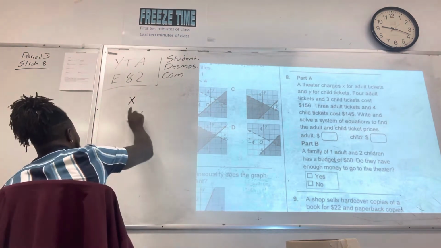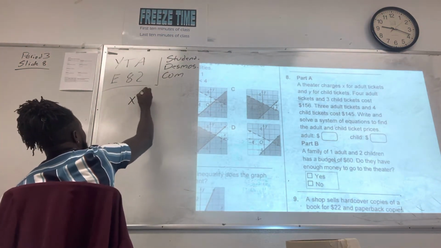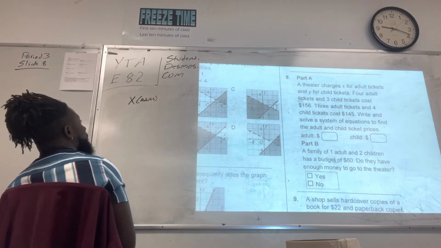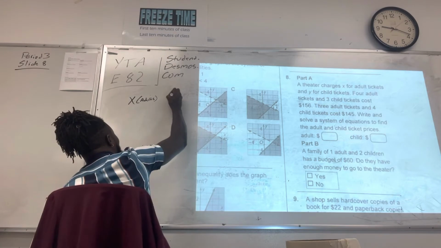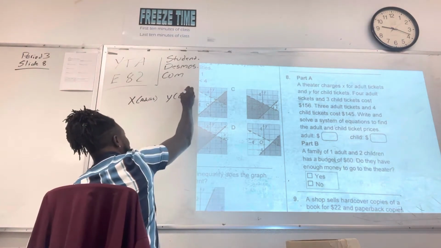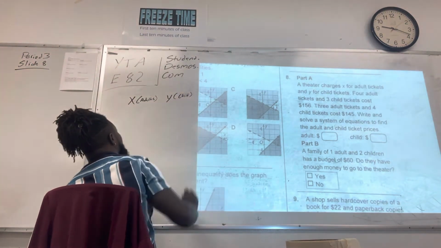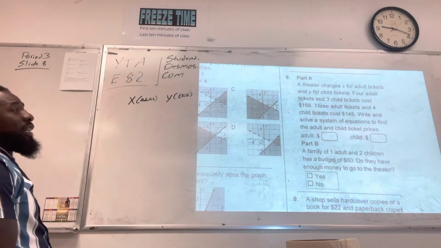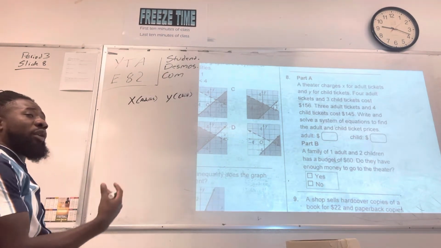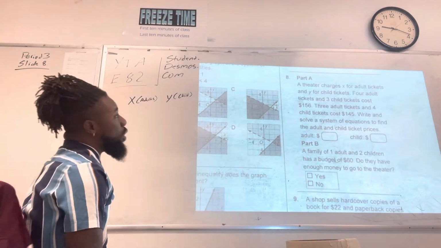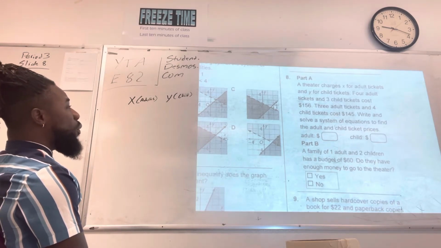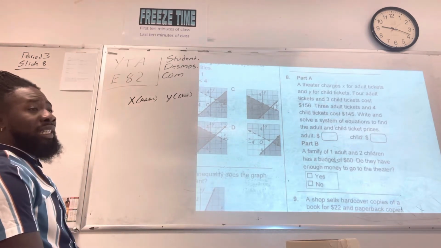Adults. According to the content, the X variable will represent adults. Cool. And the Y variable is going to represent what? The child. Good. So now, according to the content, we have to be able to create a linear equation from the reading. I'm looking at 4 adult tickets and 3 child tickets cost $156. How do I write that as a linear equation?